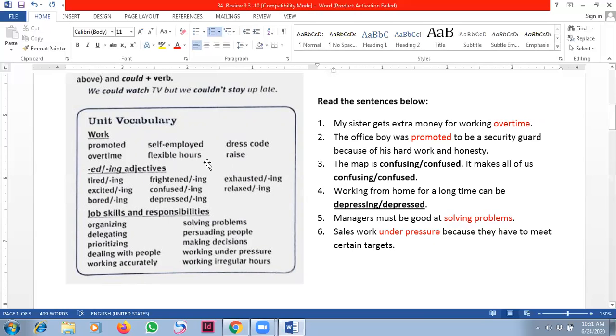Self-employed. Flexible hours, dress code. Dress code means the regulation, the rule, what kind of dress you should wear, maybe at work or maybe at school. We call that dress code.